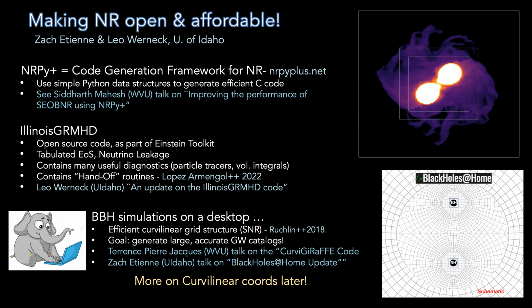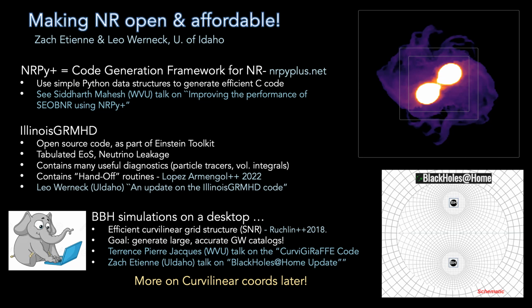IllinoisGRMHD, as you know, is an open source code, part of the Einstein Toolkit. It now uses tabulated equations of state and neutrino leakage, and has many usable diagnostics: a particle tracer, volume integrals, etc., and contains some handoff routines. Leo Werneck will give you an update on the IllinoisGRMHD code, so I'm not going to say much more here. And finally, the idea that one day we can do black hole simulations on a desktop.